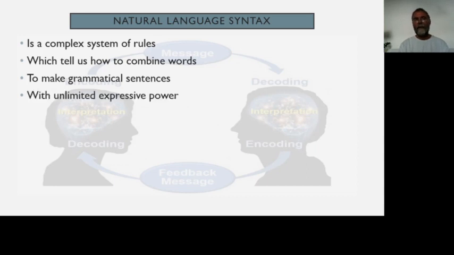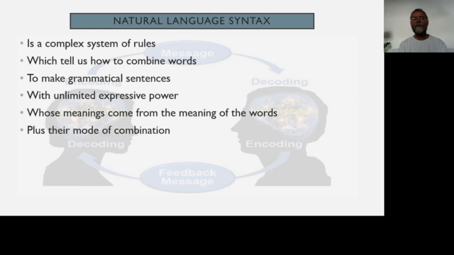Those sentences have an unlimited expressive power and can say anything that you can think of. Therefore, the rules have to be able to cope with this fact about language. And the meanings of these sentences come from the meanings of the words that they contain, plus some aspect to do with how those elements are combined. In other words, the syntax tells us part of what the meaning of a complex sentence is.